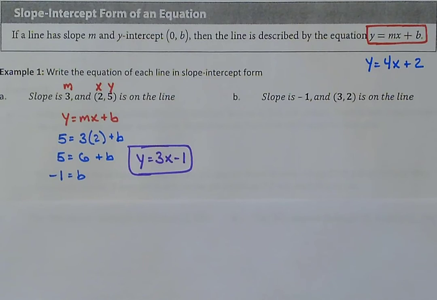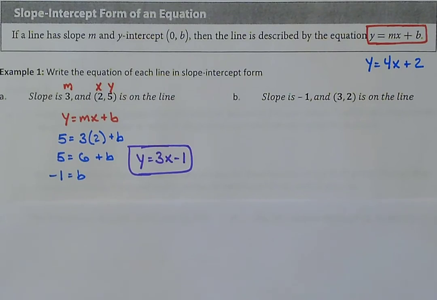So if they give you the slope and they give you a point, you need to plug in your slope and your point x and y into the equation y equals mx plus b, solve for b, and you are good to go. So let's go ahead and take a look at another one just to give us more practice.